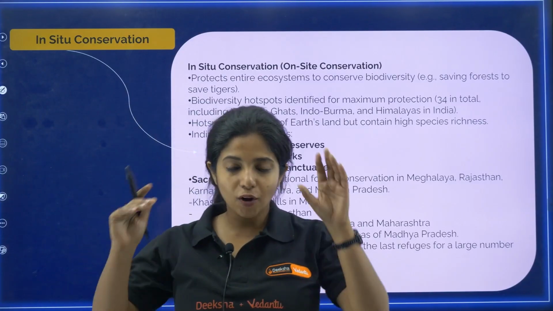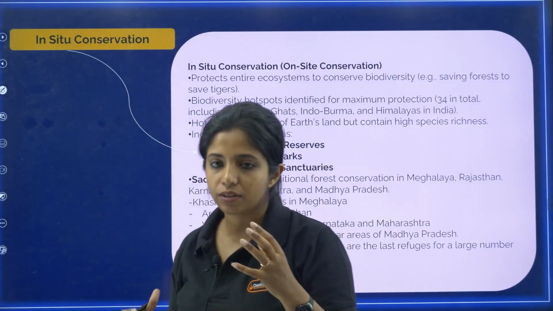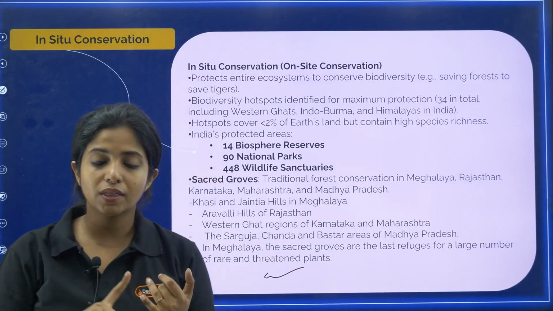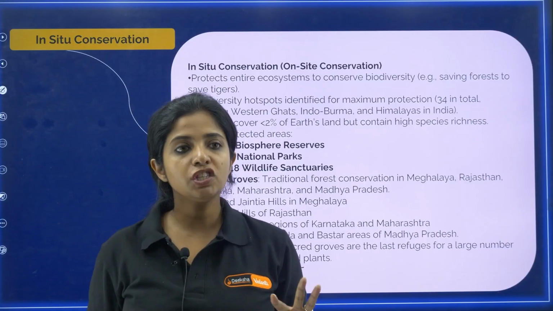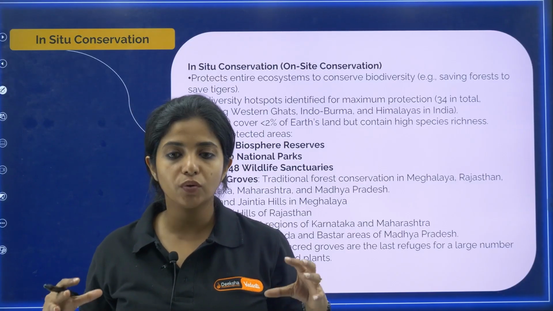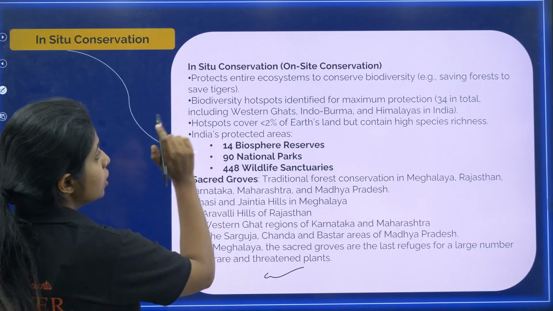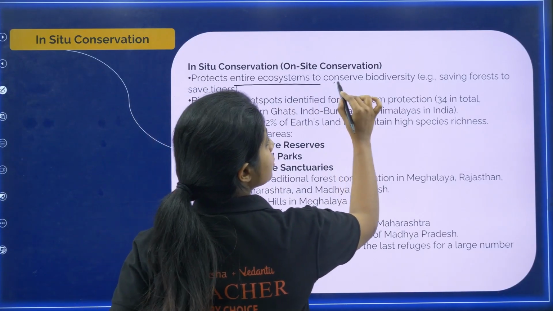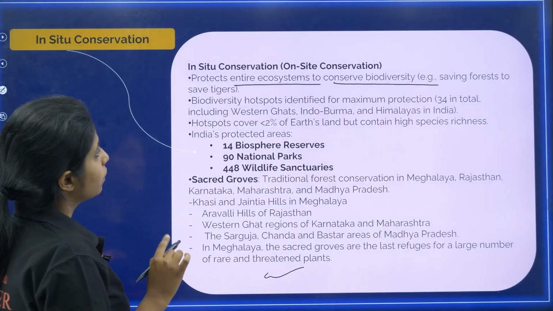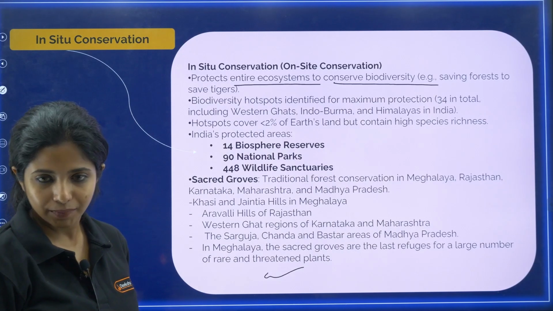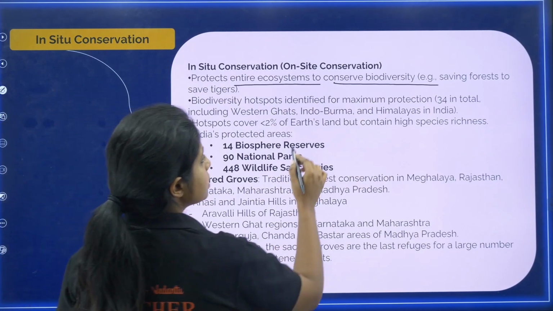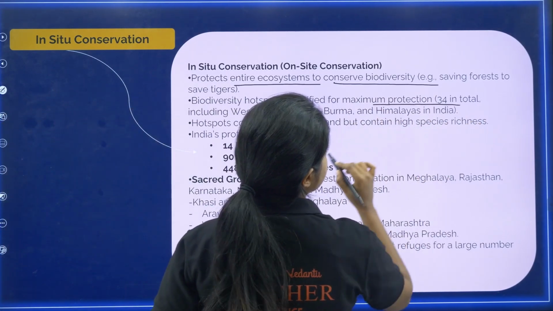Now, suppose we have got the reasons. Now we have to conserve it. How can we conserve it? There is in situ conservation and there is ex situ conservation. In situ conservation means I am going to conserve organisms in their natural habitat. So in situ means on-site conservation. It protects the entire ecosystem to conserve biodiversity, like saving forests to save tigers. Biodiversity hotspots are identified for maximum protection, 34 in total.